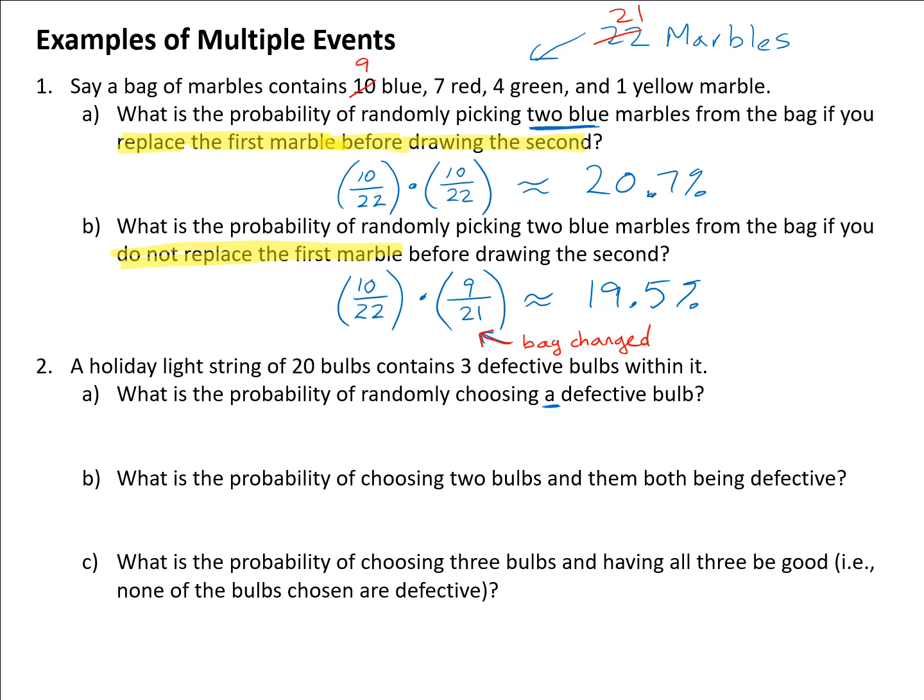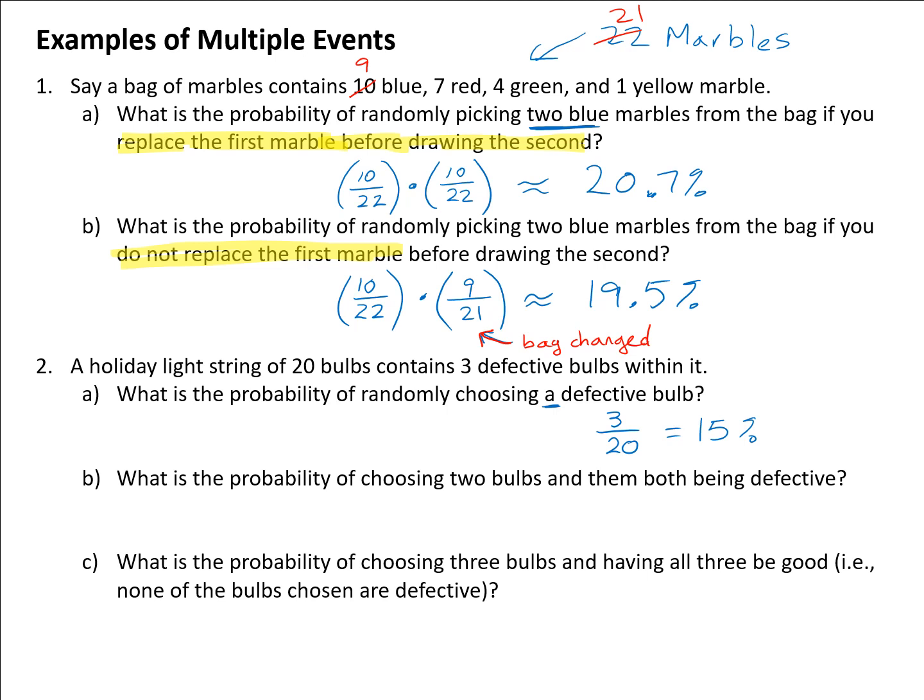So we just think about how there are 3 defective bulbs out of 20 altogether. That's it. 1 fraction for 1 event. 3 divided by 20 is equal to 15%. So we've got a 15% chance of choosing a single bulb and having it be defective.